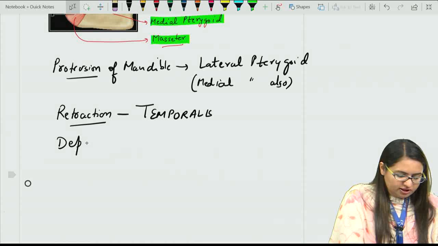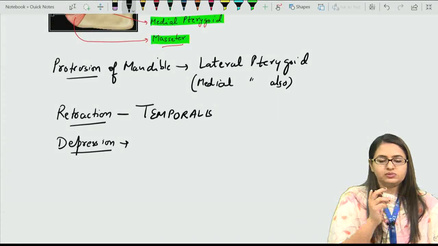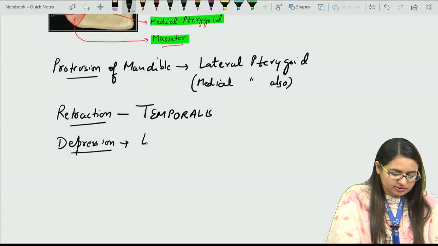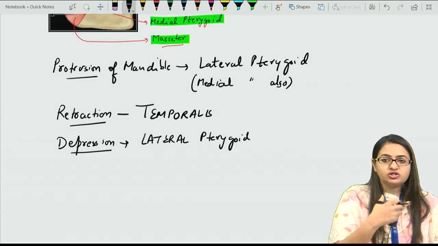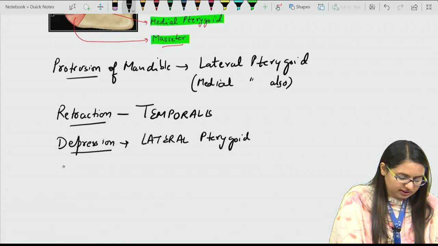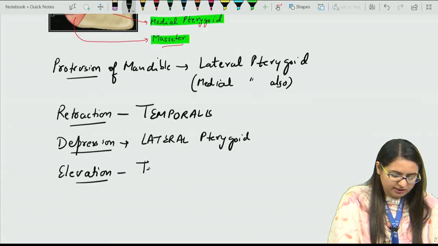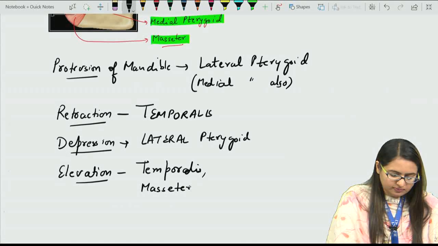Then for the depression of the mandible, when the mandible goes down, it helps in the opening of the mouth, and this is by the lateral pterygoid. The elevation of the mandible causes the closure of the mouth or the oral cavity. The elevation is mainly by temporalis as well as masseter and medial pterygoid.